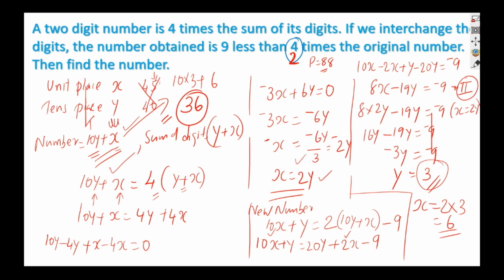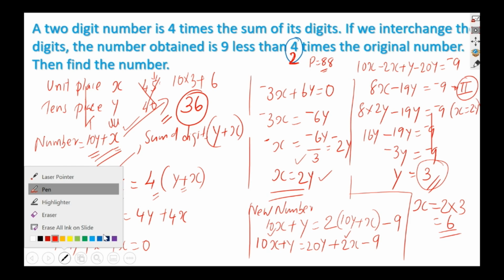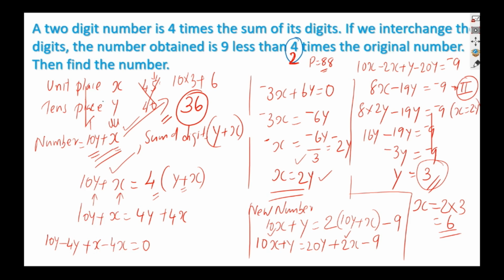Now what will we do? We will do a little checking. In maths we have this facility of checking whether our answer is correct or not. The 2-digit number is 4 times the sum of their digits. The 2-digit number we got is 36. The sum of the digits is 9, into 4 is equal to 36. The first condition is satisfied.